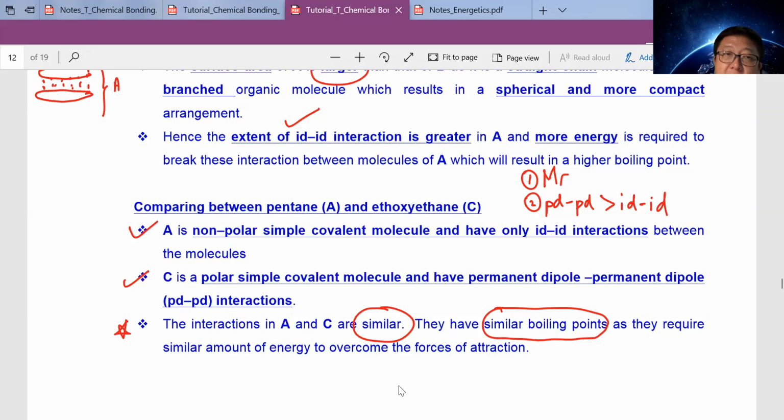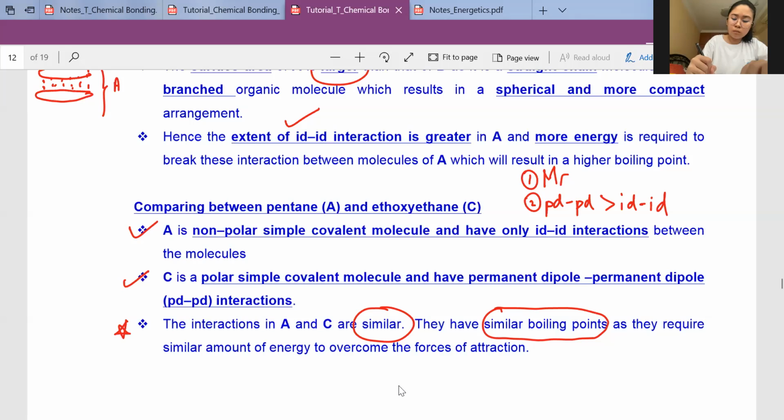So despite the difference in MR, and also point 1 and point 2, they are quite similar. Therefore, the boiling points are similar. We never use the word same. They are different: one is PD, one is ID. But that's the best way to wrap up this question.